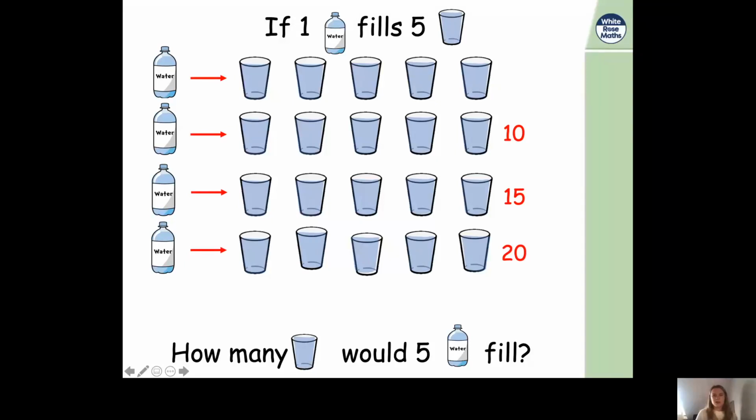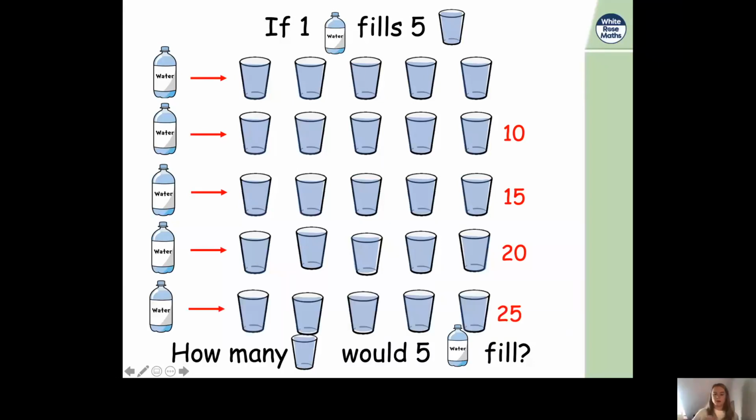So how many more water bottles do we need now? Well, we've got 4, and we know that 4 plus 1 equals 5. So we're going to have to add another water bottle and another 5 glasses, and 20 add 5 equals 25. So therefore, 5 water bottles fill 25 glasses. So well done if you got that right.